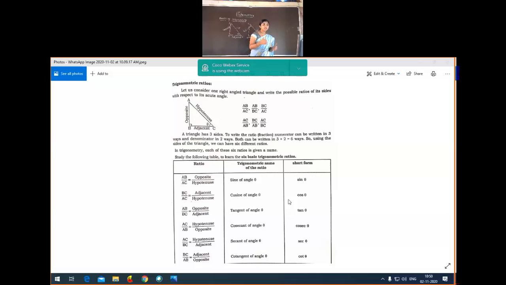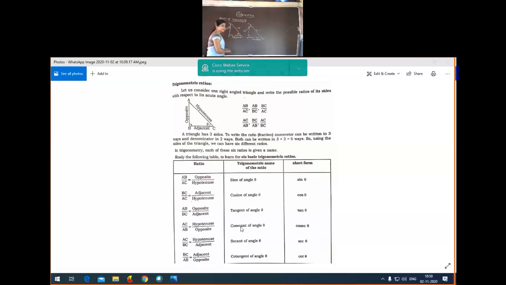So in total, how many ratios can we write? Who will tell the answer? In one triangle ABC, how many ratios can be given? Okay, who is ready to give the answer for this? Hello?